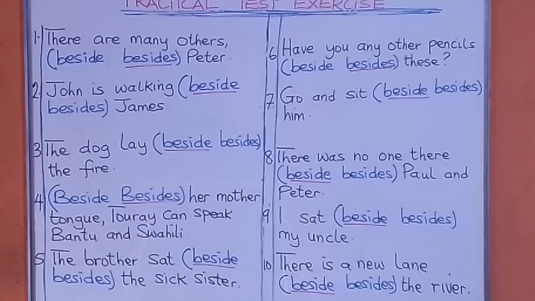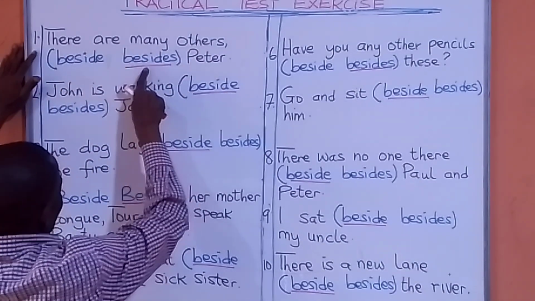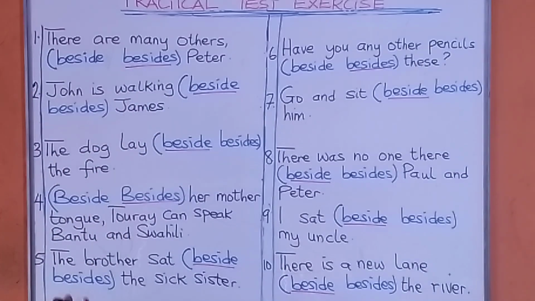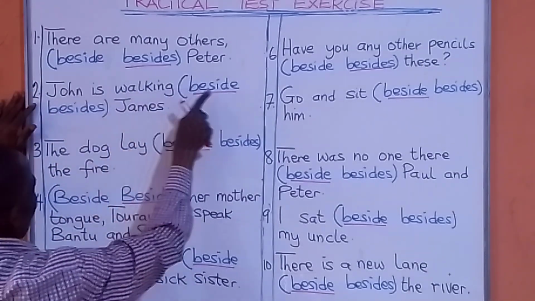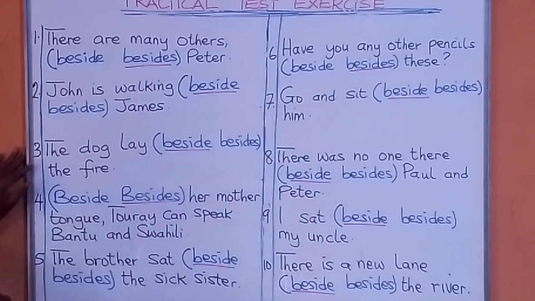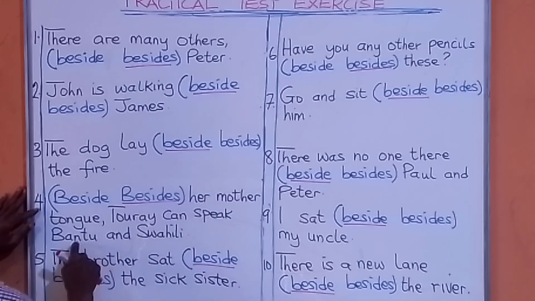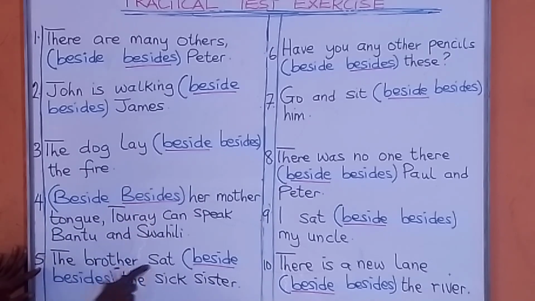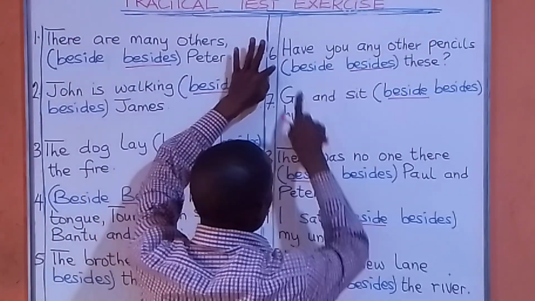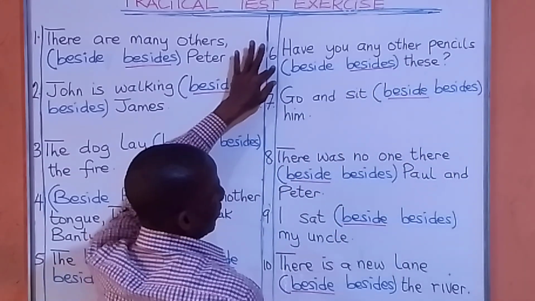So, let's read all that we have been able to do before we close up. There are many others besides Peter. That is in addition to Peter. John is walking beside James. The dog lay beside the fire. Besides her mother's tongue, Ture can speak Bantu and Swahili. That's in addition to her mother's tongue. The brother sat beside the sick sister. Number 6. Have you any other pencils besides these? That is in addition to these.